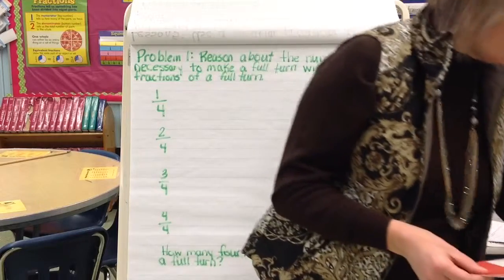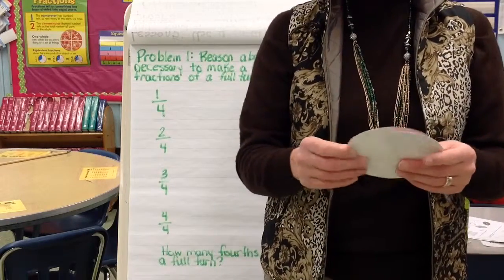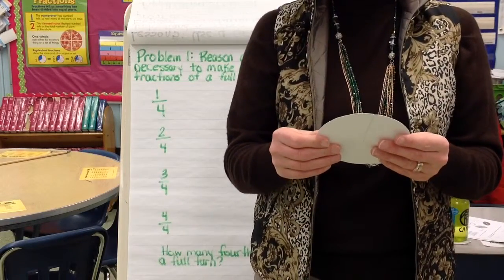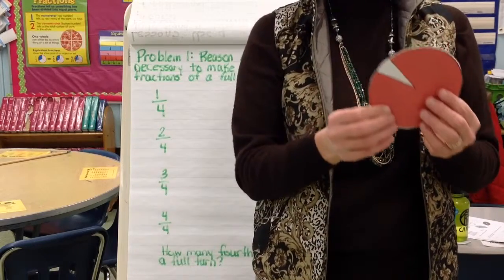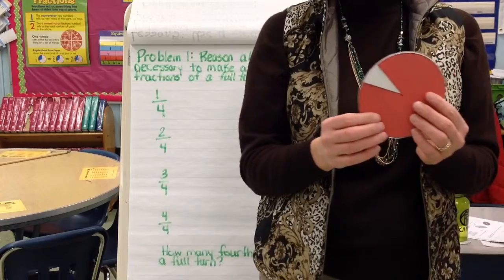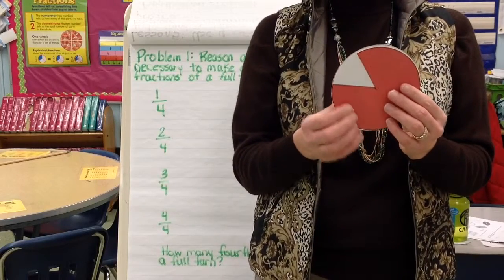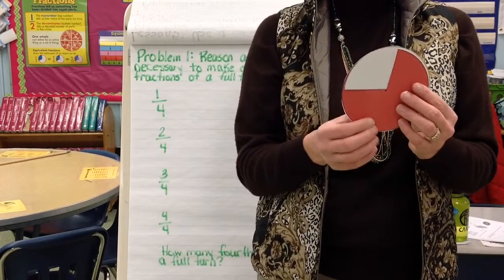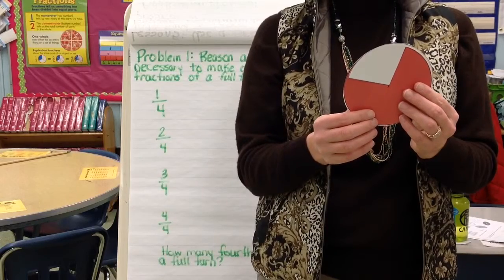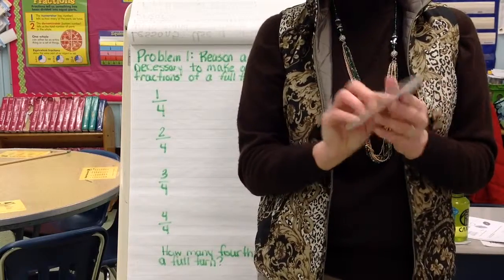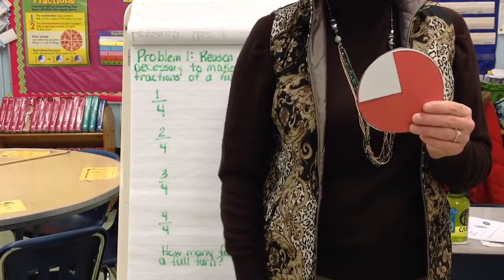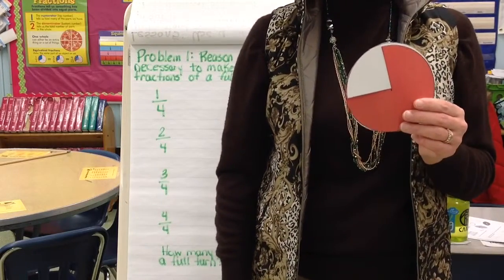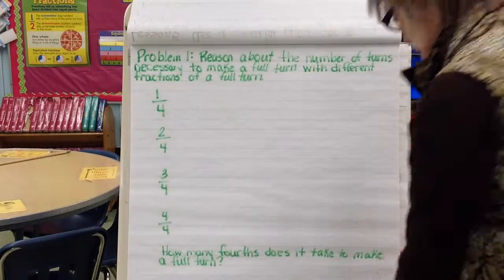So let's take a look, and we're going to use this. You're going to notice as I turn, the white part is getting bigger. If I stop right here, I made 1/4 turn. 1/4 turn is 90 degrees.